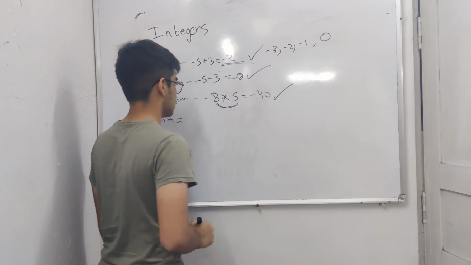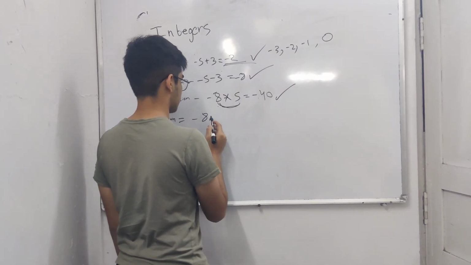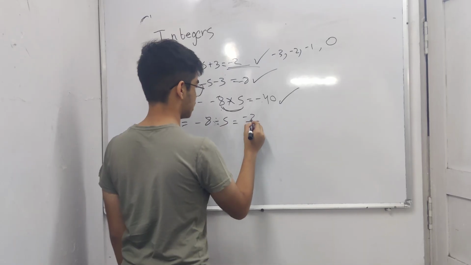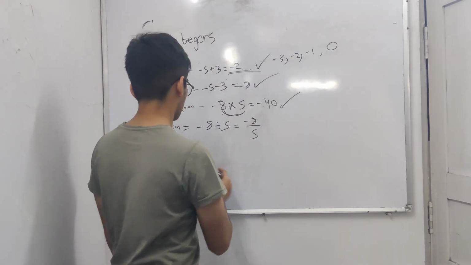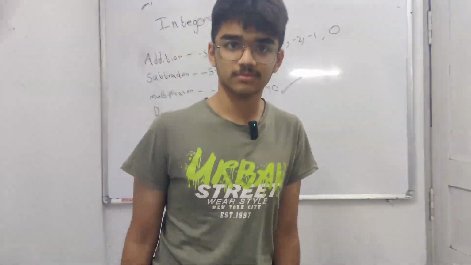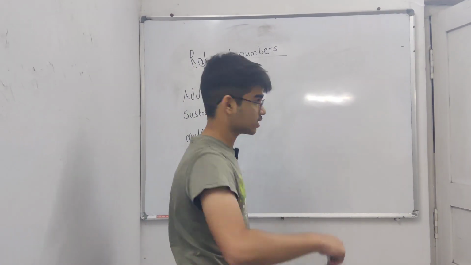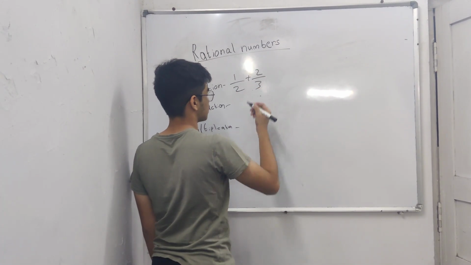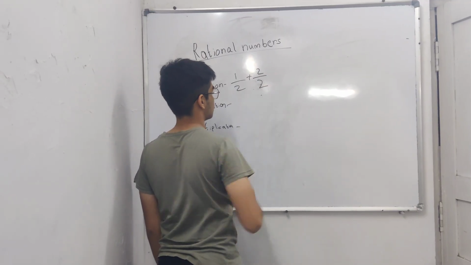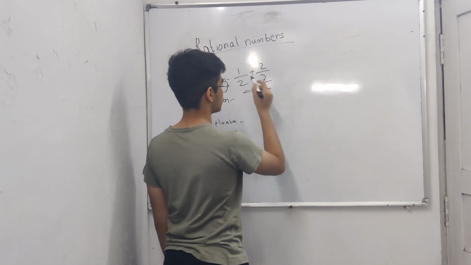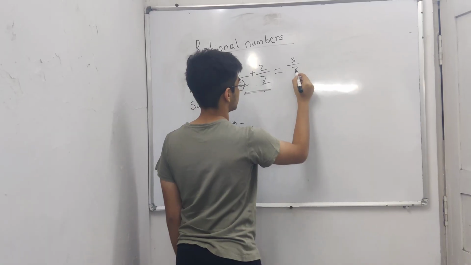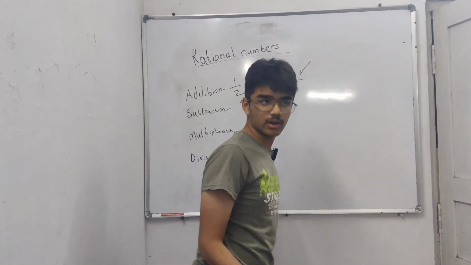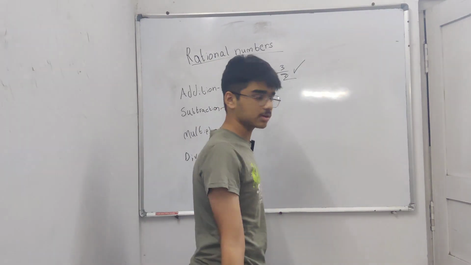Now division. For division, you can just take the same example. -8 divided by 5. This, however, does not check out, as again it turns into a rational number. Now we're going to look at the same thing but with rational numbers. First, for addition we can take 1 by 2 plus 2 by 2. As you can see, the denominators are the same, so we just have to add the numerators. So that's 3 by 2. This is also a rational number, so this checks out. And also to clarify, everything which is a fraction is always going to be a rational number.